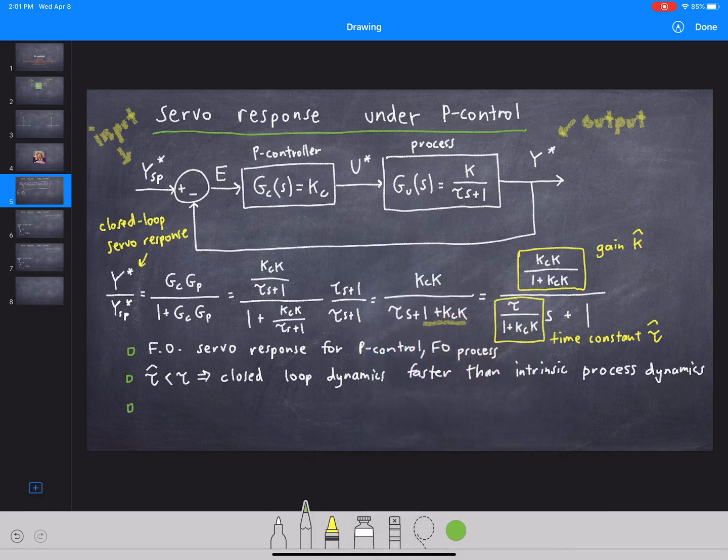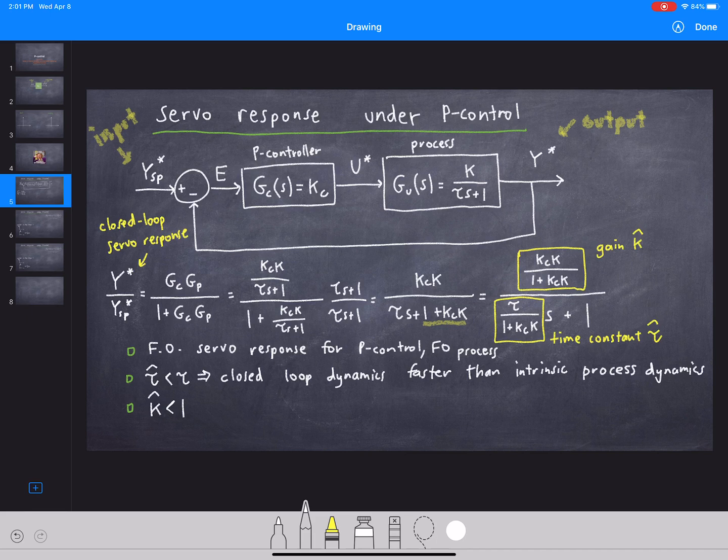Okay. And the other thing to note is that K hat, that's the gain of your servo response, is actually less than 1. Okay, so there's no way that this can be greater than 1. It's less than 1. And that's bad news.